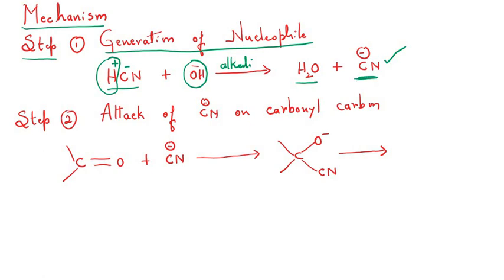In the second step, students, the cyanide ion, the nucleophile, is going to attack the carbonyl carbon. We know that this pi bond is a weak bond and it will be polarized toward the oxygen atom, because oxygen is more electronegative and carries a partial negative charge. Meanwhile this carbonyl carbon bears a partial positive charge and acts as an electrophilic center. So the nucleophile will come and attack this electrophilic center, and we get the next intermediate.